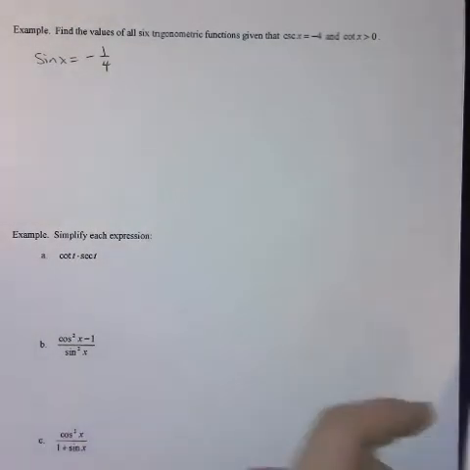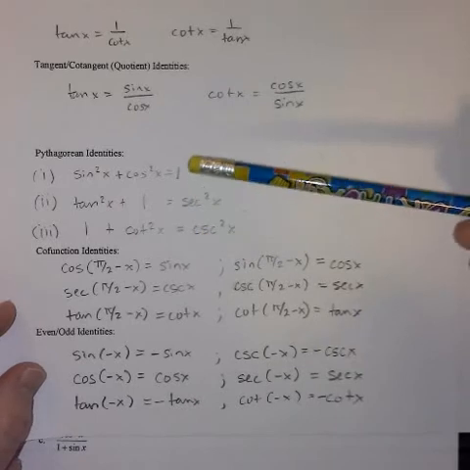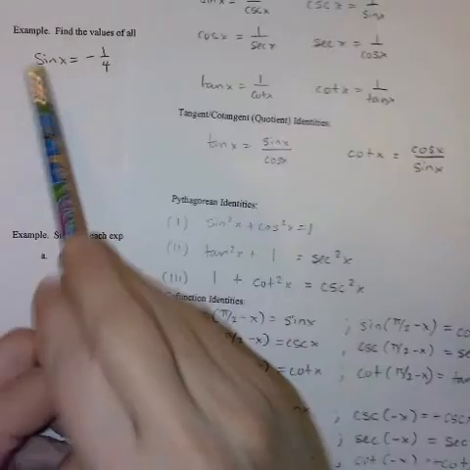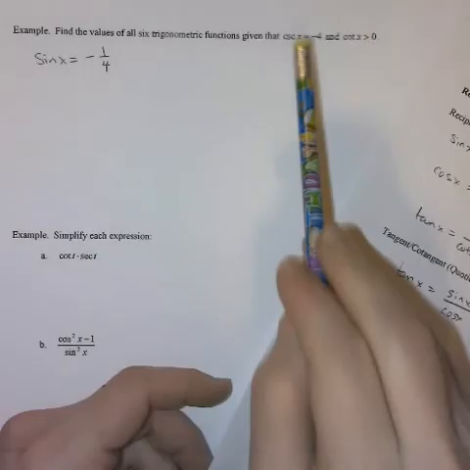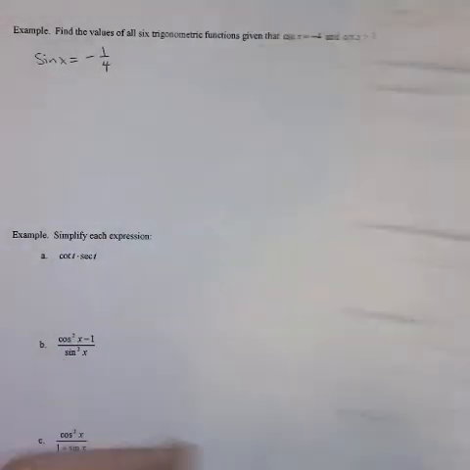So if you go to the Pythagorean identities, those would be the best choice. We can use the first one if we want to use sine, and we can use the third one if we want to use the cosecant. So I'll just go ahead and use the sine. Sine squared x plus cosine squared x equals 1.